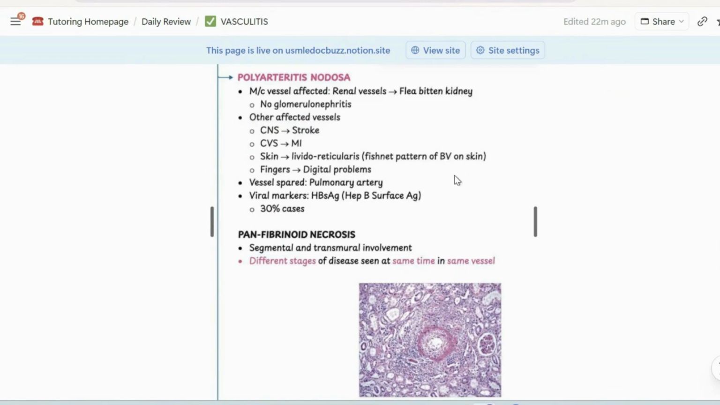The main important point is that vessels are spared in the pulmonary system. So the pulmonary artery is not involved. So the person will not show up with pulmonary symptoms in polyarteritis nodosa. That is the single most important diagnostic point. Okay. Now, viral markers. Some of these cases are involved with Hep B antigen. Okay, so Hep B can produce these antibodies and eventually lead to PAN.